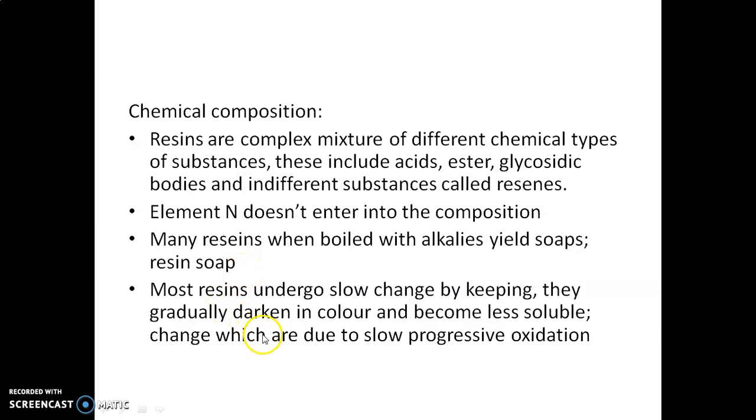Most resins undergo slow change by keeping. They gradually darken in color and become less soluble, and the changes are due to the slow progression of oxidation. So by slow oxidation process, the resin may change their chemical nature and physical natures also, and they become gradually darken in color and less soluble in the different solvents just mentioned.